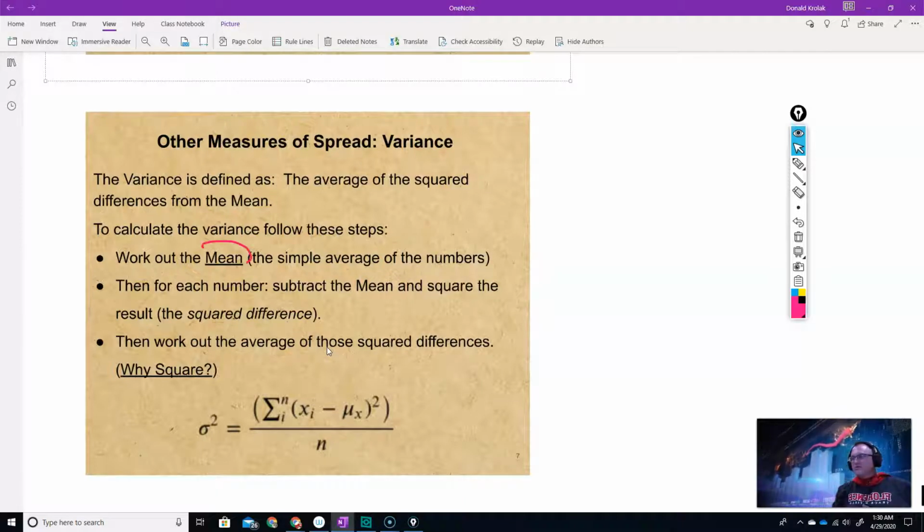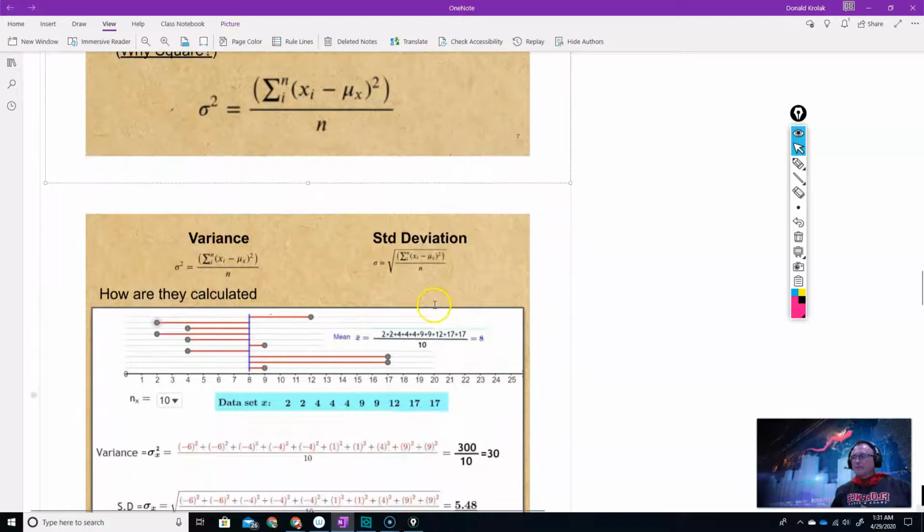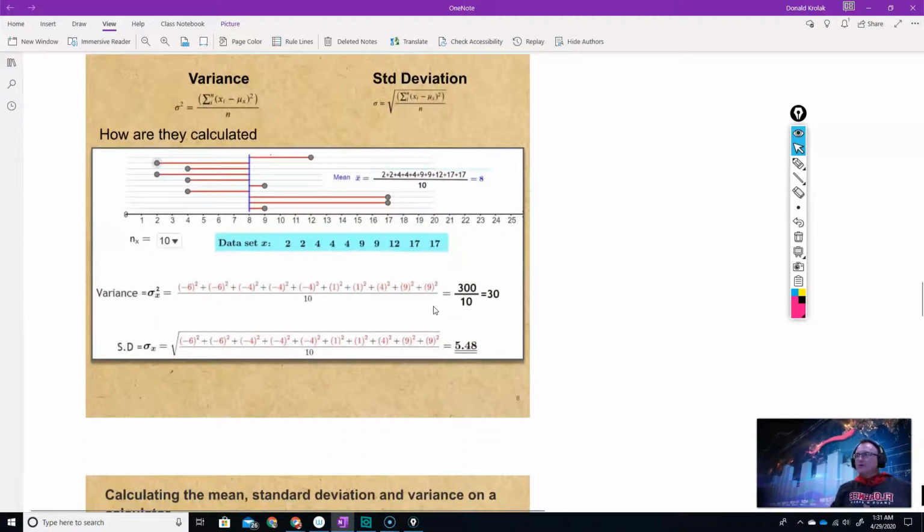The first thing we did was find the mean. Then for each number that we had, we subtracted the mean and squared that result. Then we added all those up and divided by the number of data points. This is the variance. When we take the square root of that, it becomes the standard deviation. So these are the two formulas. I already talked about how they were calculated when I went through the GeoGebra applet.